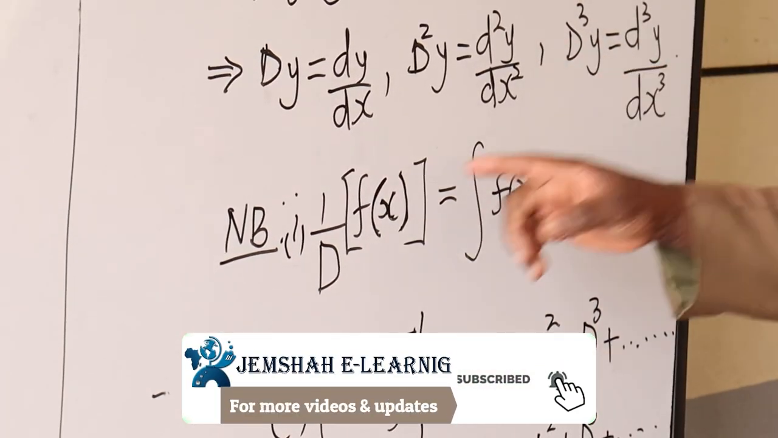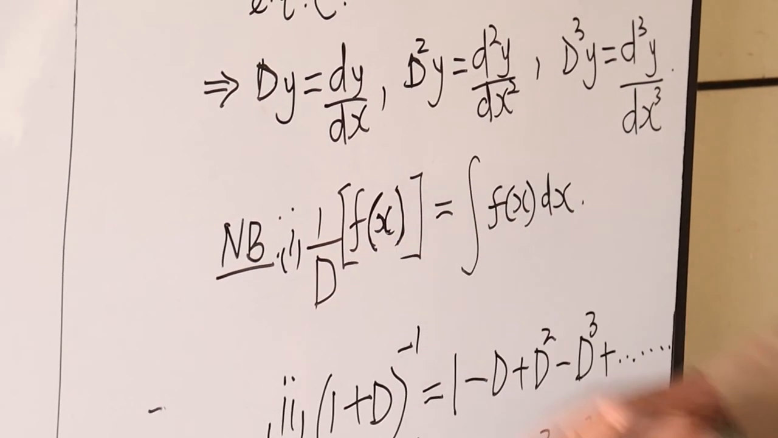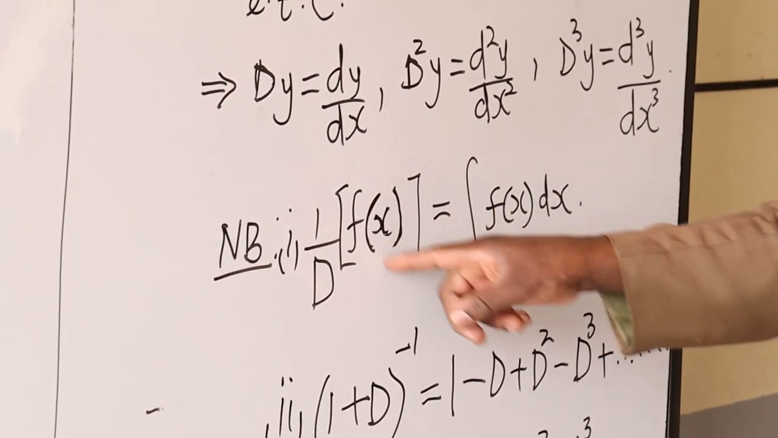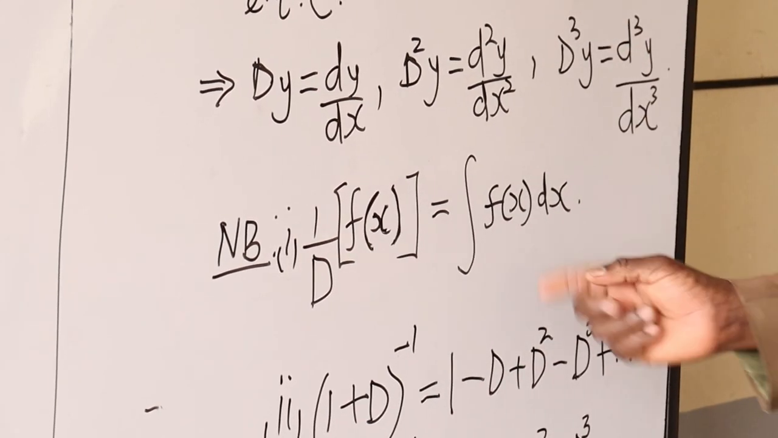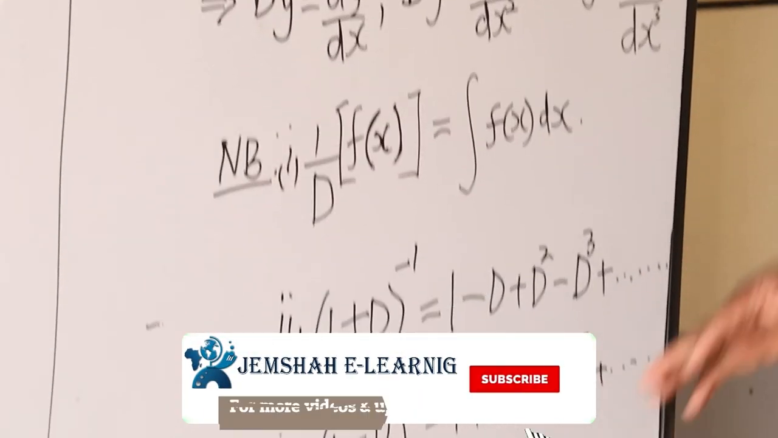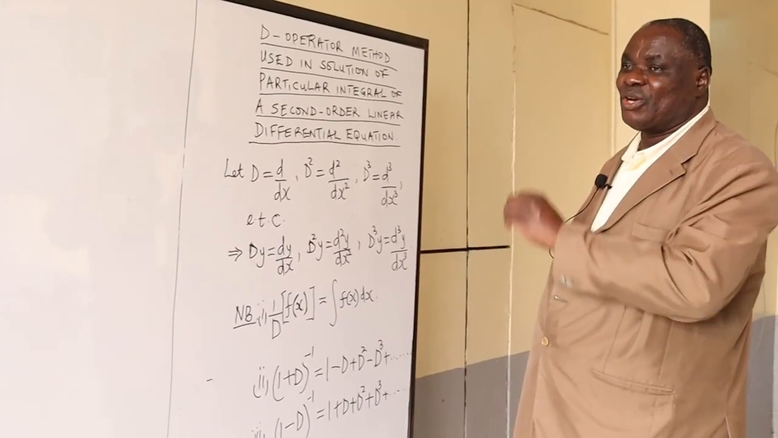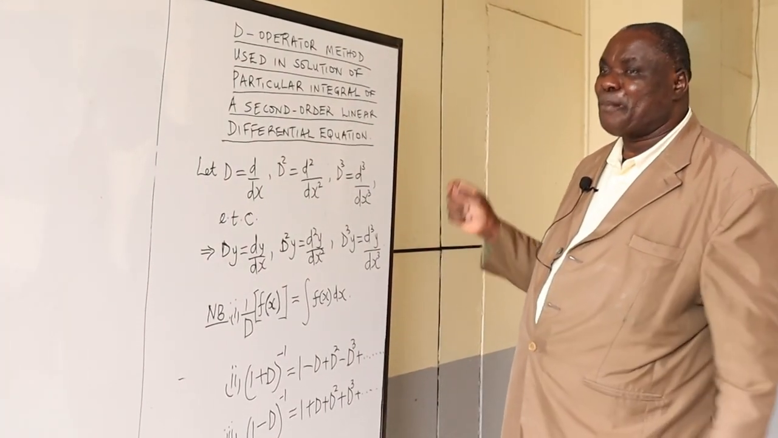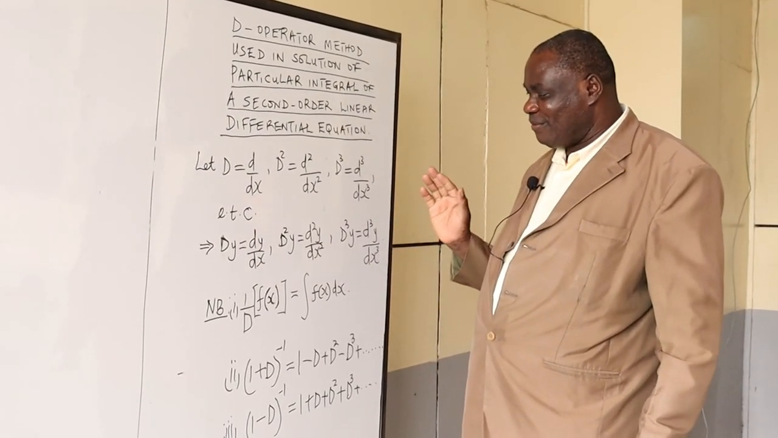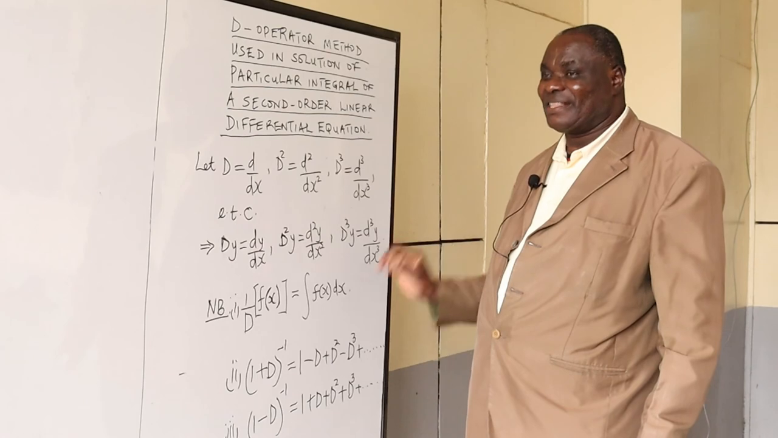Now we want to note some few things here. If you get a situation where we have 1 over D multiplying a function of x, then that just means we integrate that function with respect to x. So it is the integral of f of x dx. Now, if the right-hand side of our differential equation is a polynomial, we might be using a different approach from the D operator theorems.